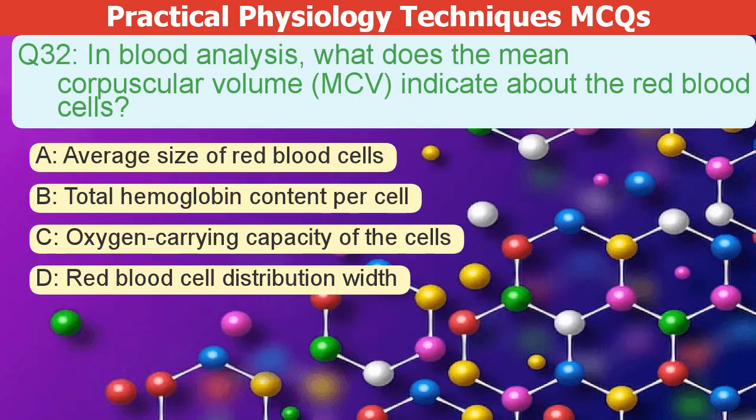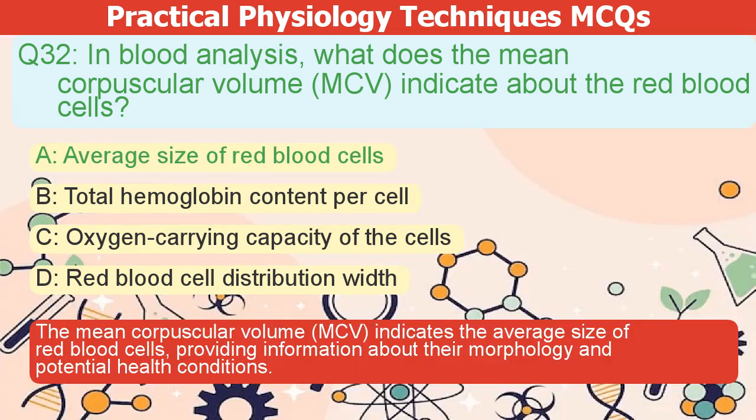In blood analysis, what does the mean corpuscular volume, MCV, indicate about the red blood cells? A. Average size of red blood cells. B. Total hemoglobin content per cell. C. Oxygen carrying capacity of the cells. D. Red blood cell distribution width. The correct answer is A. The mean corpuscular volume, or MCV, indicates the average size of red blood cells. It provides information about their morphology and potential health conditions.